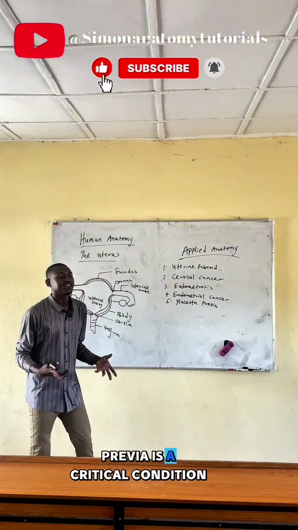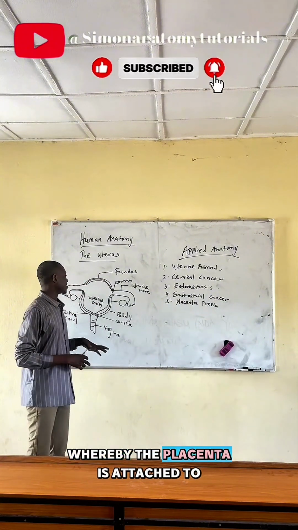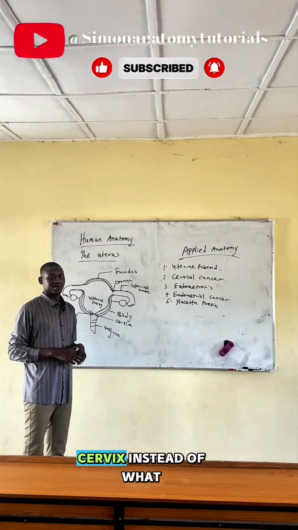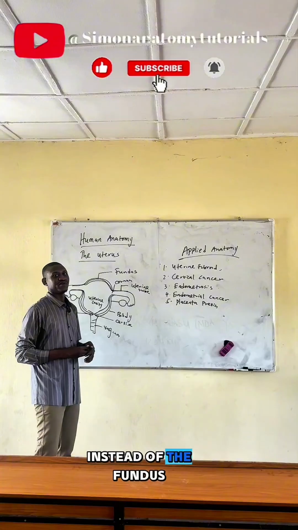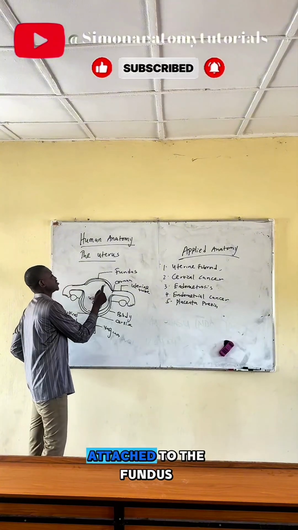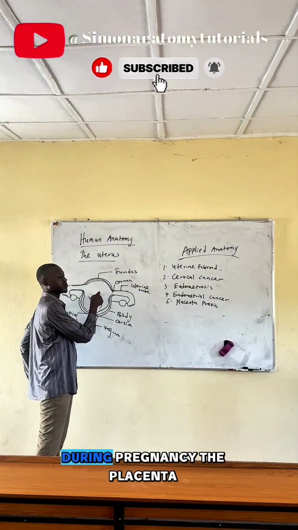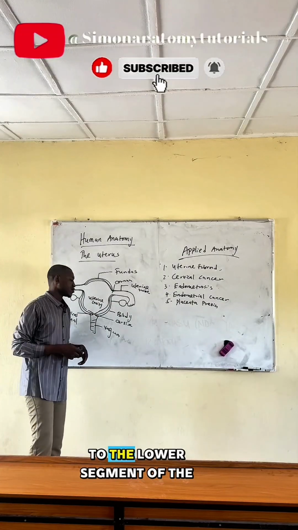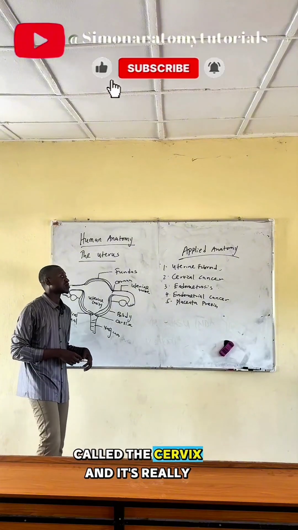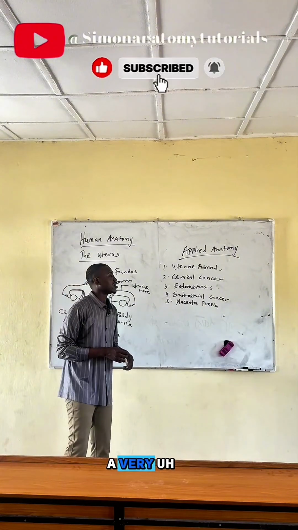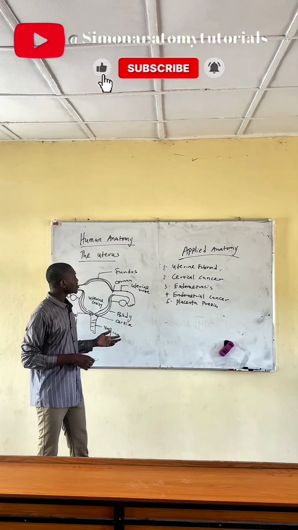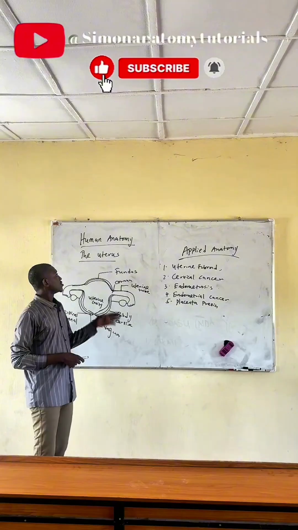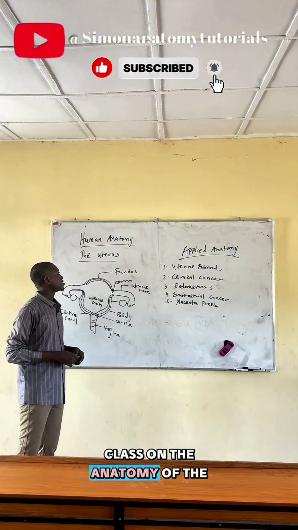And placenta previa is a critical condition whereby the placenta is attached to the cervix instead of what? Instead of the fundus. Instead of the placenta being attached to the fundus during pregnancy, the placenta in this case is rather attached to the lower segment of the uterus called the cervix, and it's really a very serious condition. So this is how far I will be going with my class on the anatomy of the uterus.